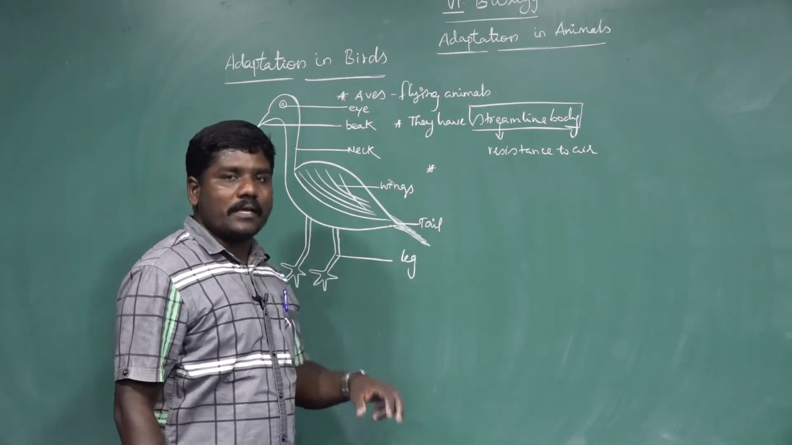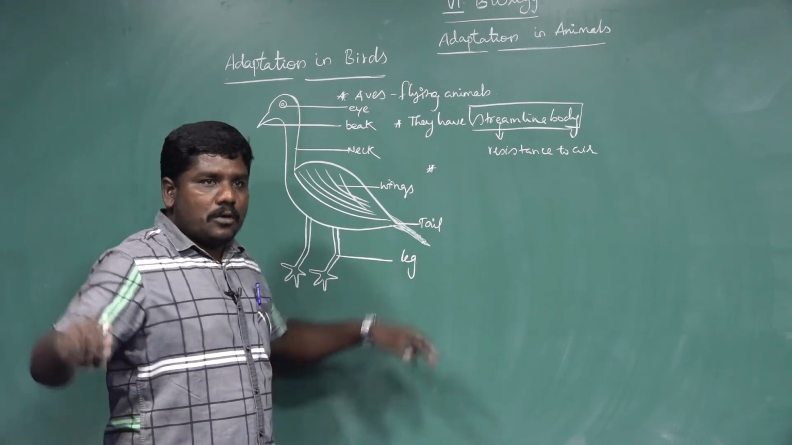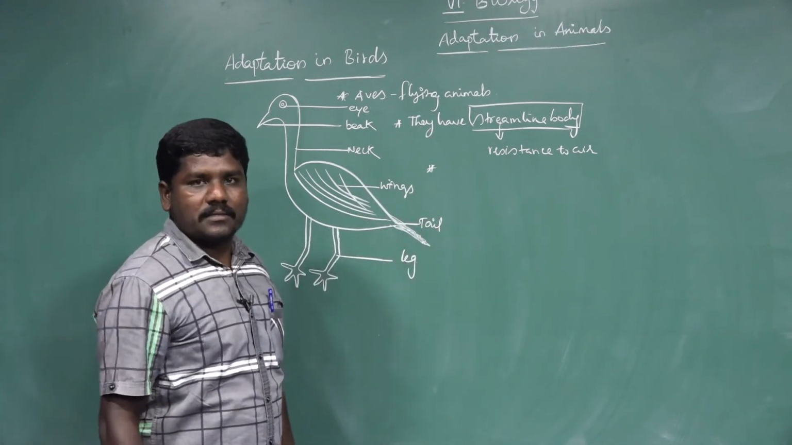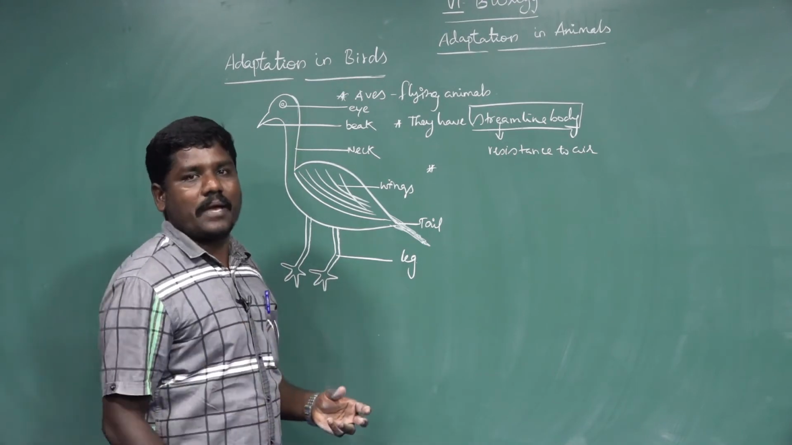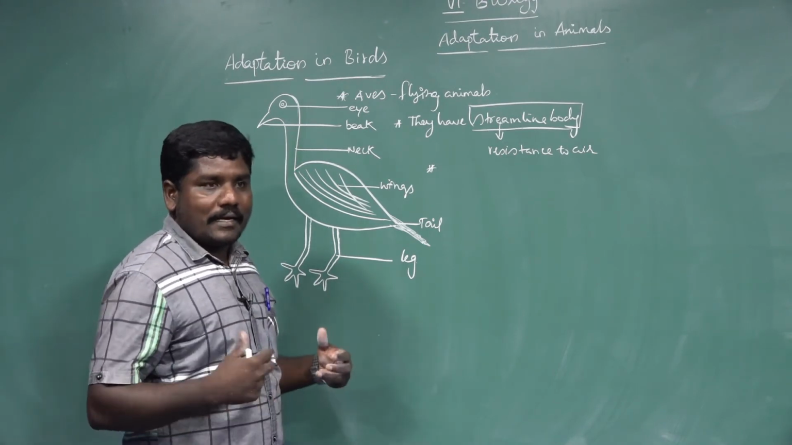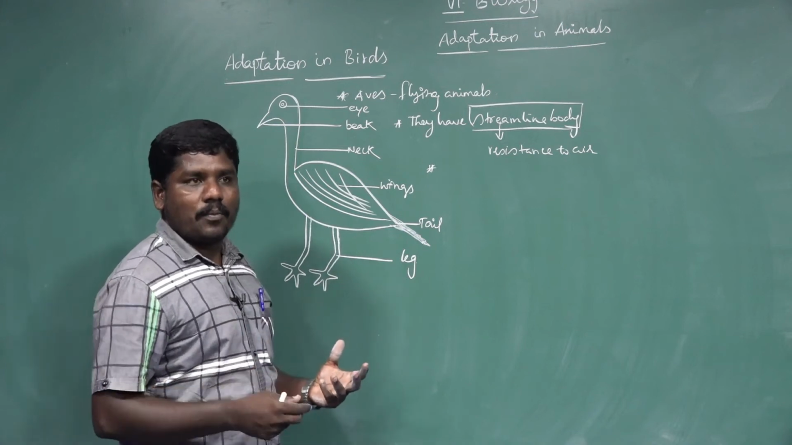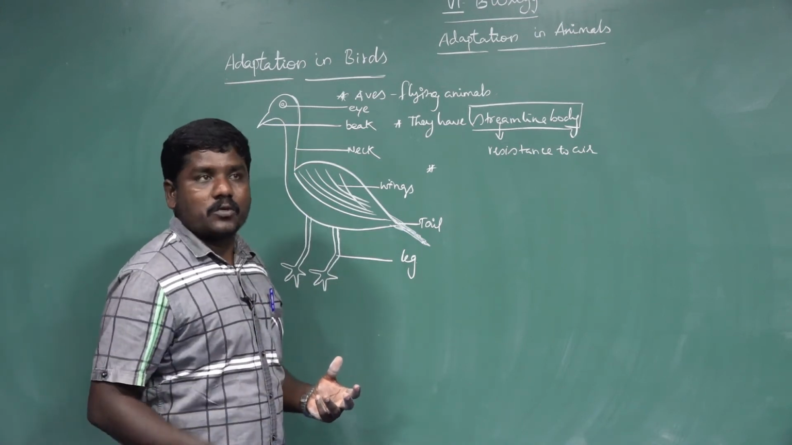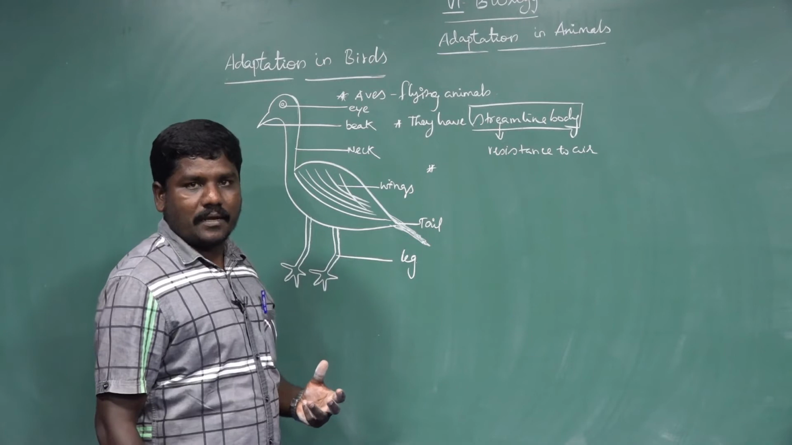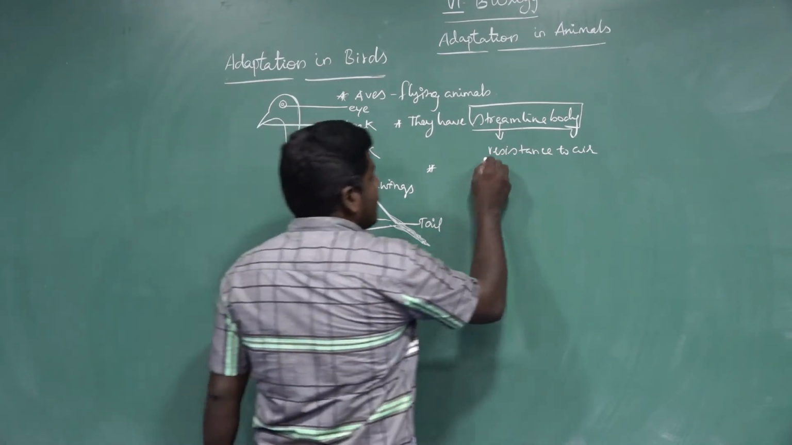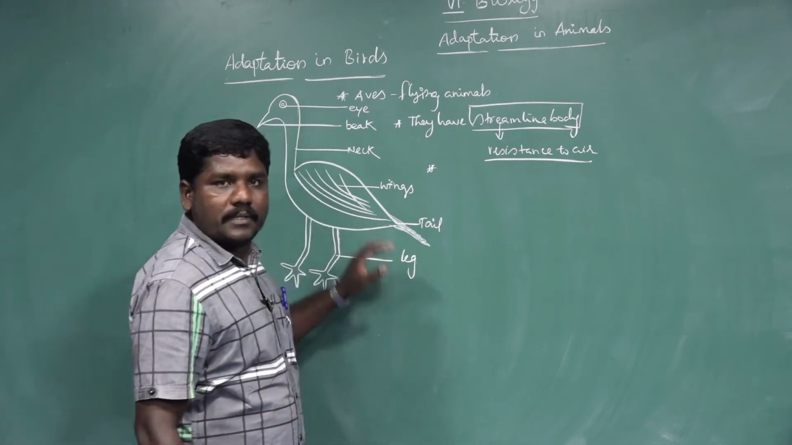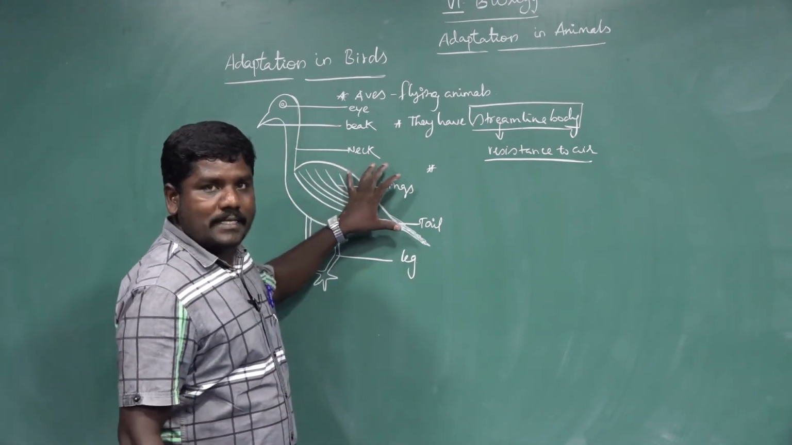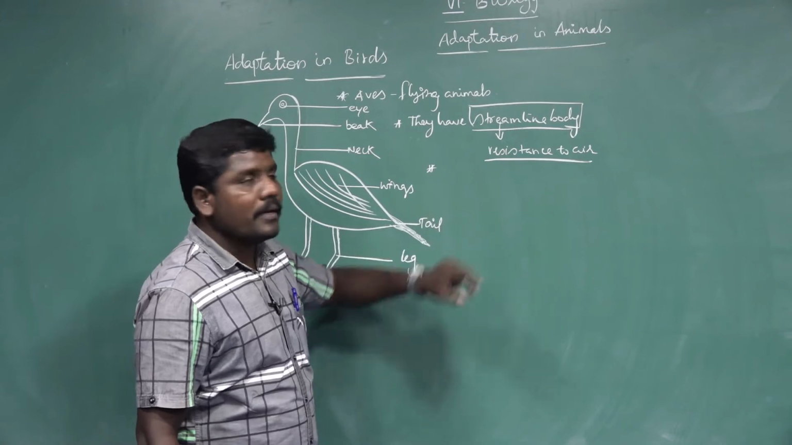For example, during the flying process, during the upward movements of the wings, air enters inside of the body. So that is the resistance of air. This air entering inside of the body helps reduce the body weight, so they easily fly in the sky. So that is the resistance to air. This body shape provides maximum resistance of air.